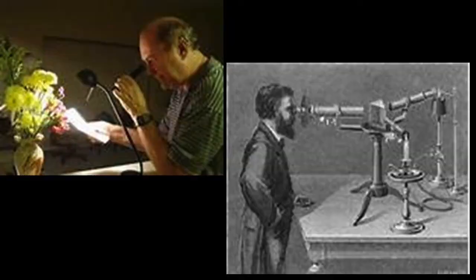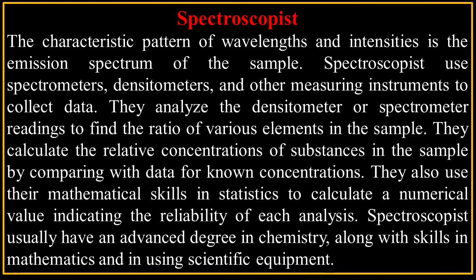Here is a picture on the left of a modern use of spectroscopy and the instrument that's used, and on the right is a more classic demonstration of observing light and the spectral lines. The characteristic pattern of wavelengths and intensities is the emission spectra of the sample. Spectroscopists use spectrometers, densitometers, and other measuring instruments to collect data.